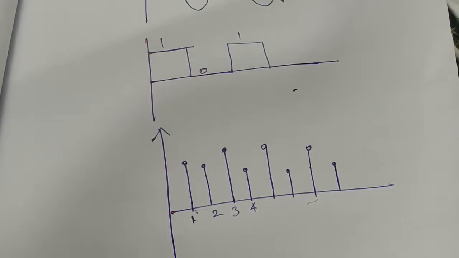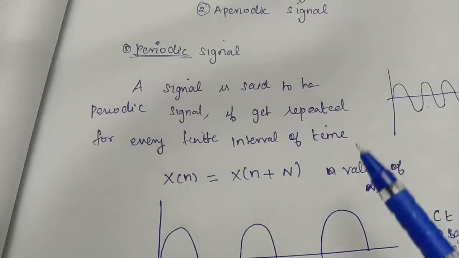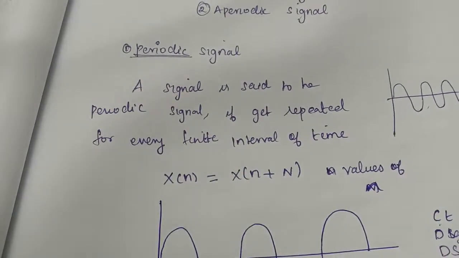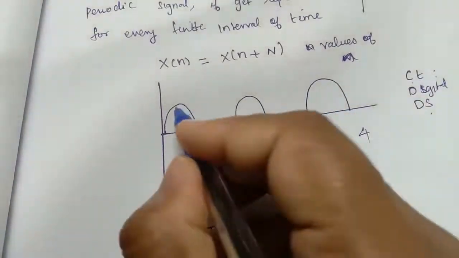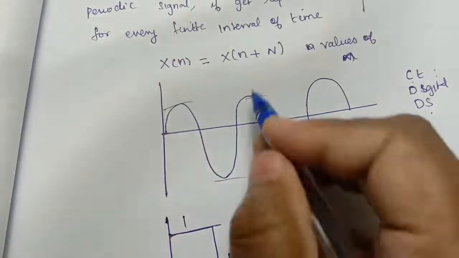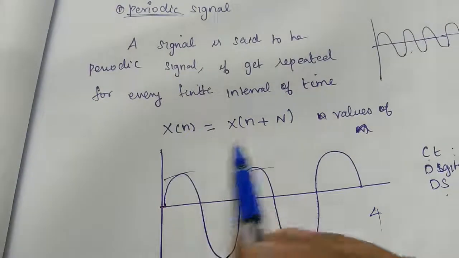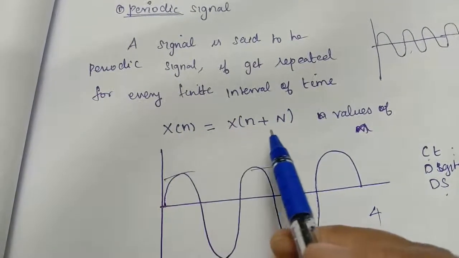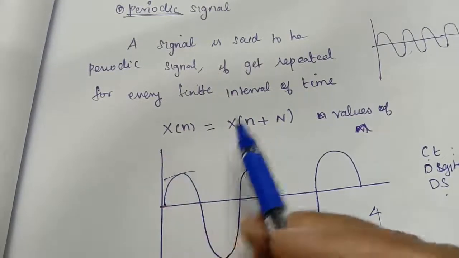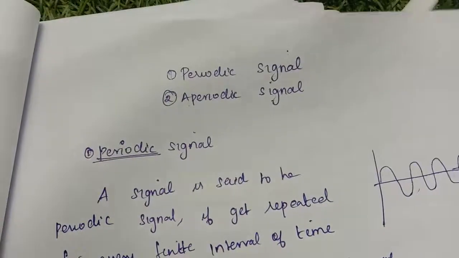Okay, I have gone through a lot of basic things, so let us continue with periodic signals. A signal is said to be periodic if it gets repeated for every finite interval of time. As I said, if you have a height of 4 in this waveform, it will keep on going with 4. That is called a periodic signal. The signal has to satisfy this equation: x of n is equal to x of n plus N. When it is equal, we can say it is a periodic signal. Then we go to the aperiodic signal.